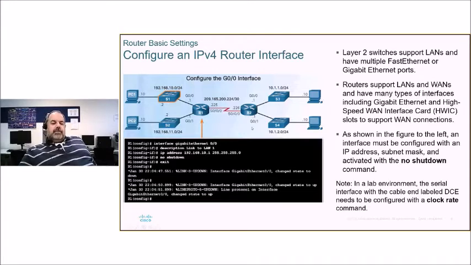And so, again, this is probably a 1941, so it's got gigabit Ethernet interfaces. You should always do show IP interface brief or something like that, and it will tell you what interfaces are on that particular router.